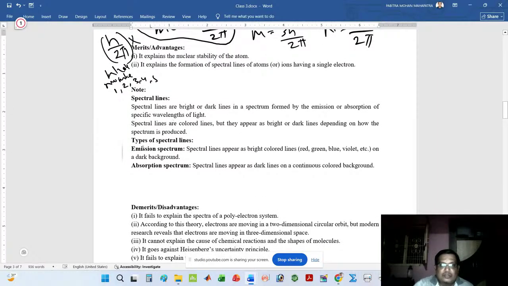Next, moving to the types. Sorry, the second point is that spectral lines are color lines, but they appear as bright or dark lines depending on how the spectrum is produced. Look at that here. Bright is given. Bright means you can think of it as white; its intensity is more and it is clearly visible.